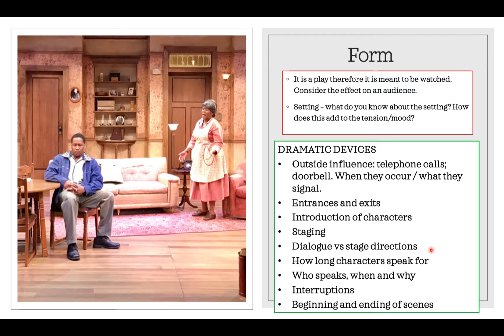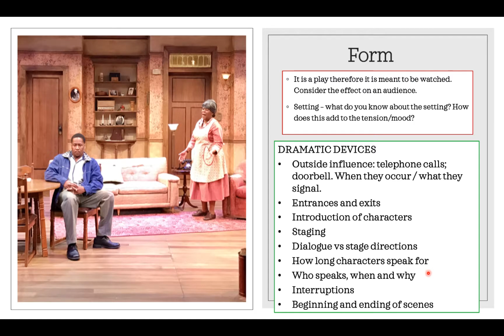Then we have dialogue versus stage directions. Dialogue is what the characters say, it's their words, but the stage directions are either in brackets or italics, and they are the directions that the actors are given. Sometimes there will be a conflict between dialogue and stage directions, and a character may say one thing, but we may be able to see from the stage directions that maybe they think something different. The stage directions reveal a lot about characters, how they feel about something. They also reveal a lot about relationships.